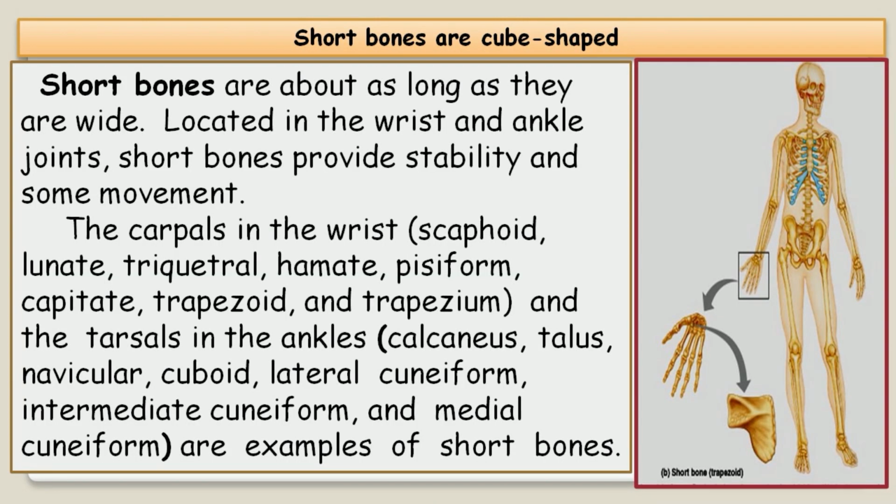Short bones are about as long as they are wide, located in the wrist and ankle joints. Short bones provide stability and some movement. The carpals in the wrist and the tarsals in the ankles are examples of short bones.